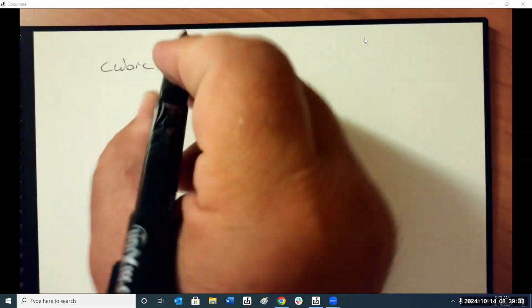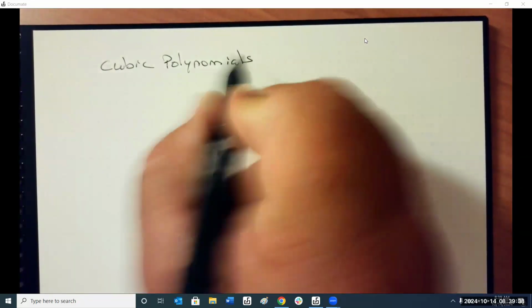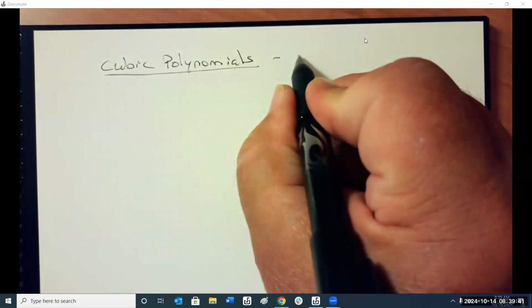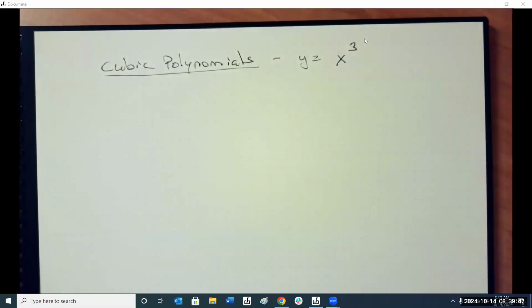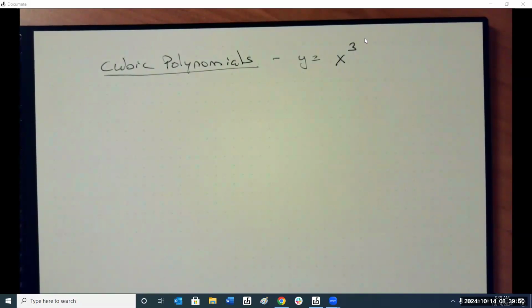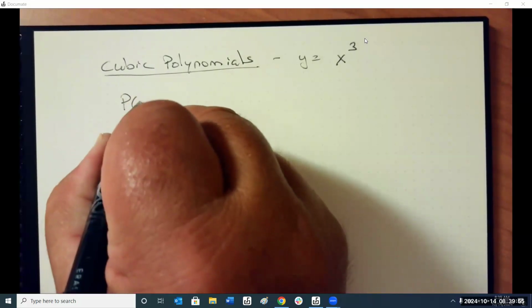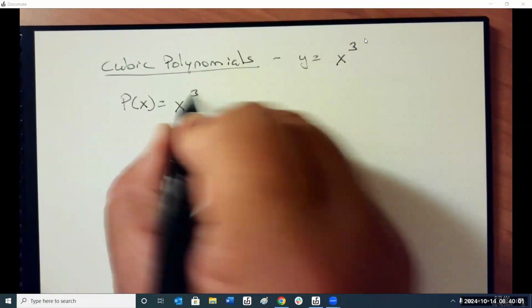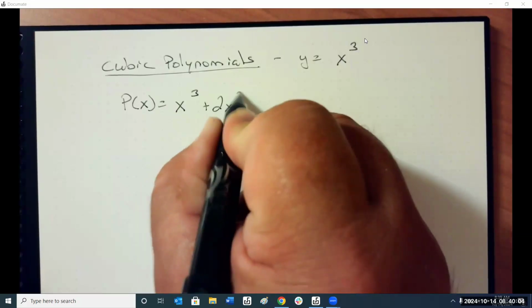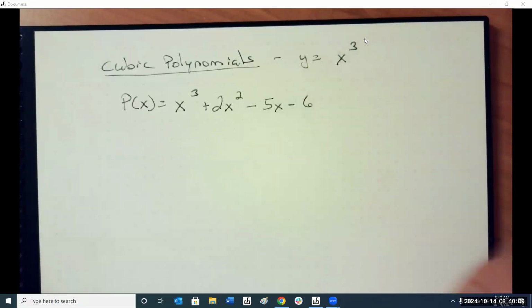Let's look at cubic polynomials. This one is when you have an x to the power 3. So here's a polynomial function: x cubed plus 2x squared minus 5x minus 6.